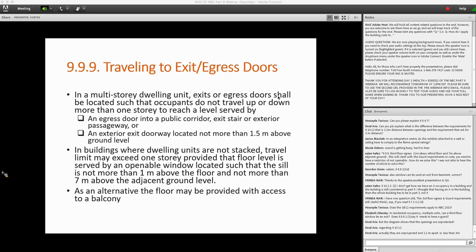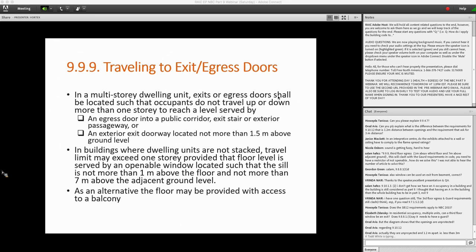And on top of that, also a window can be used as an exit from a basement, correct? Yes, windows can be used as an exit from bedrooms in a basement, and that is actually addressed in the code, where we talked about the requirements for clearance in the window wall. The clearance has to be not less than 760 millimeters.